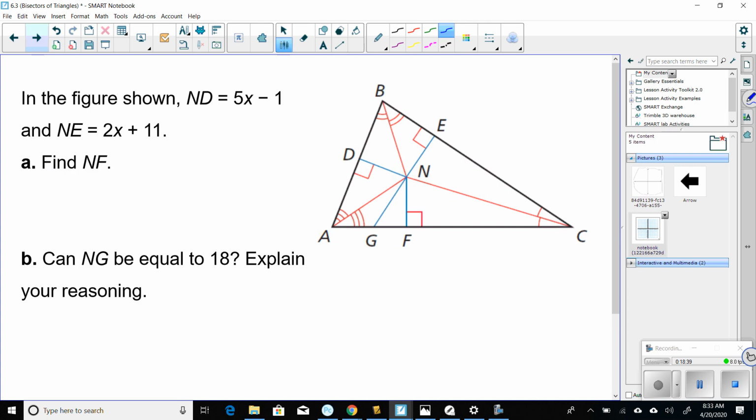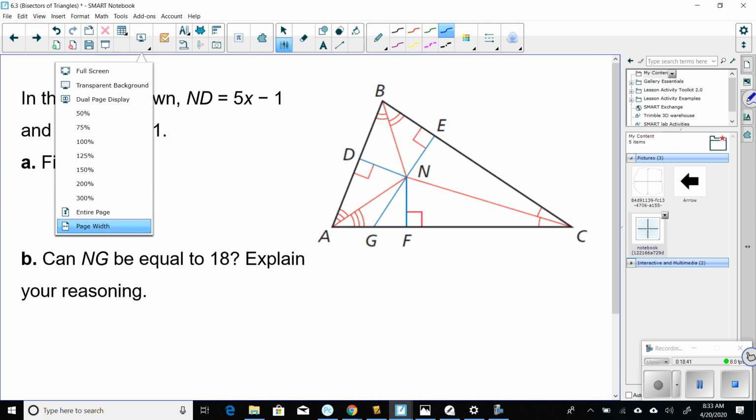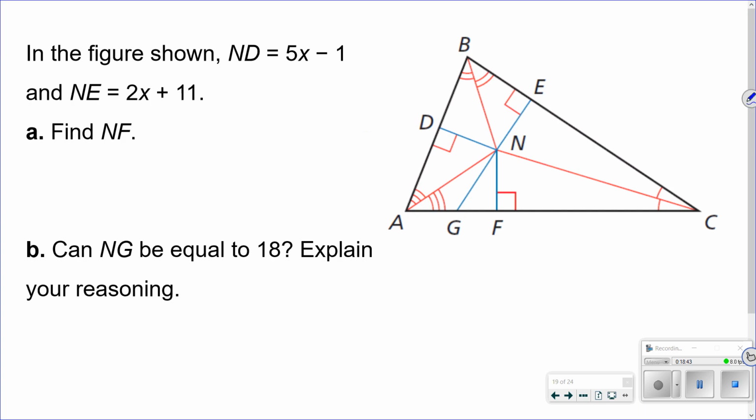Okay, here's what some of the problems in your assignment might look like. In the figure shown, ND equals 5x minus 1. So ND, this side right here, is 5x minus 1. And NE is 2x plus 11, so this side right here is 2x plus 11. And it wants me to find NF.